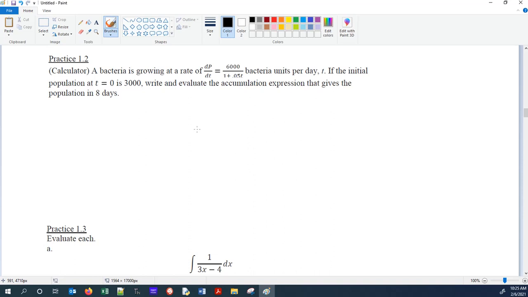All right, got a calculator problem for you. A bacteria is growing at a rate of dP over dt equals 6,000 over 1 plus 0.05t bacteria units per day t. If the initial population at t equals 0 is 3,000, write and evaluate the accumulation expression that gives the population in 8 days. Pause the video, write that out, and try and evaluate it.